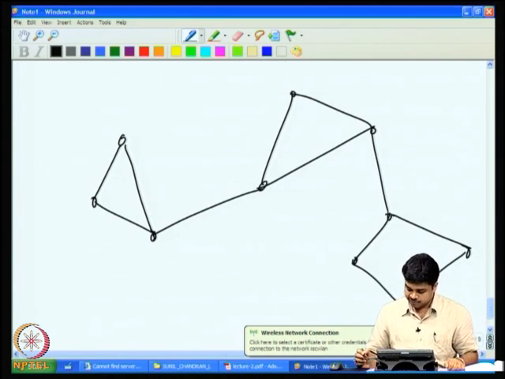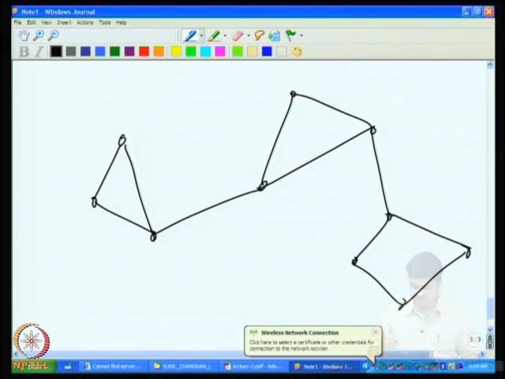Does this graph have a two-factor? Yes. The question is, do we have a spanning subgraph of this graph which is also two-regular? Yes. So this is the way we can mark it. We mark it like this. So this one you take, then this one you take, and then this one you take.